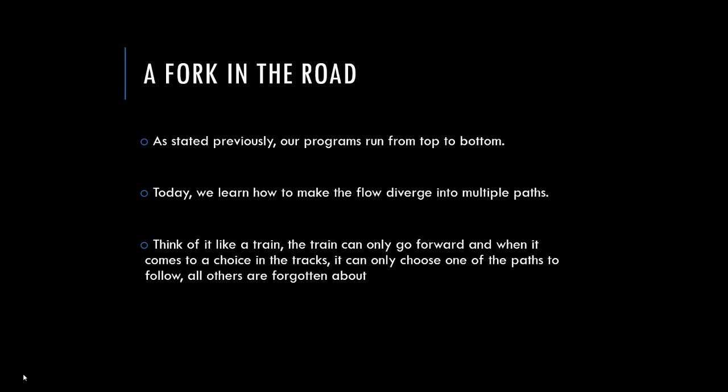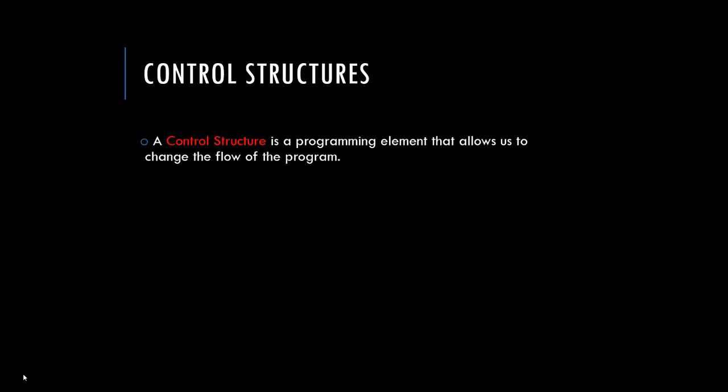Think of it like a train. The train can only go forward, and when it comes to a choice in the tracks, it can only choose one of the paths to follow, so all others are forgotten about. A control structure is a programming element that allows us to change the flow of the program. Today, we're going to learn about a powerful control structure, which is the selection statement.